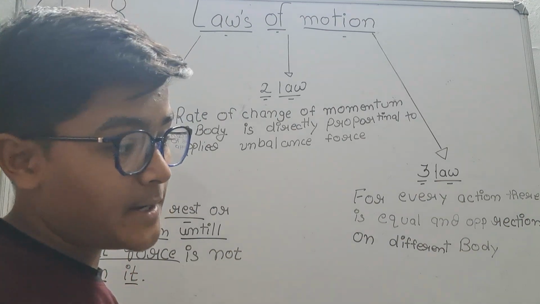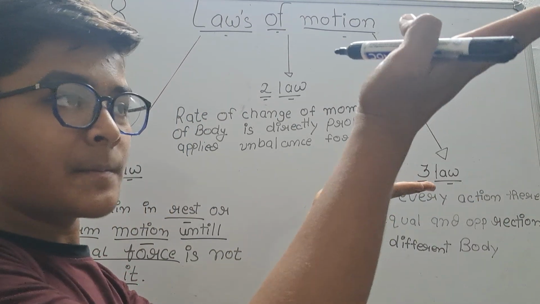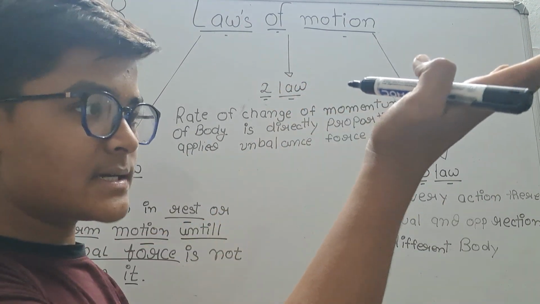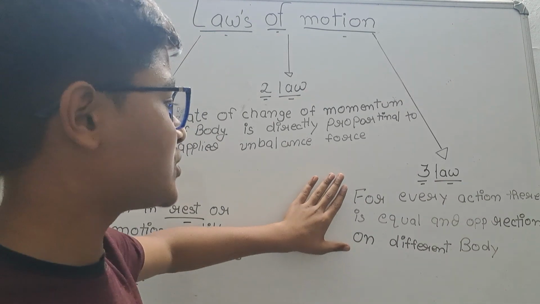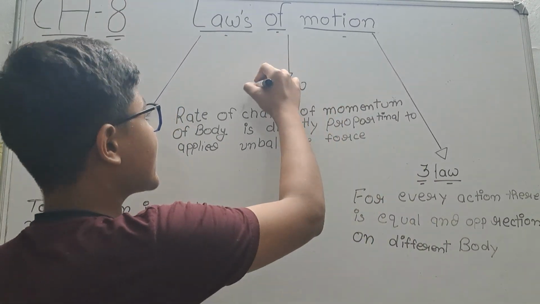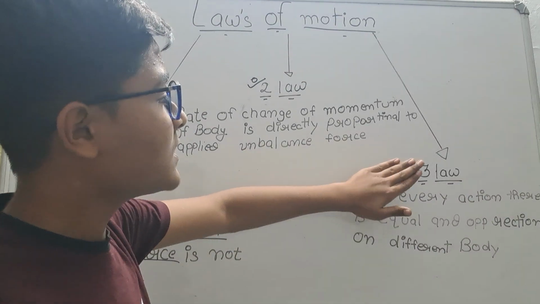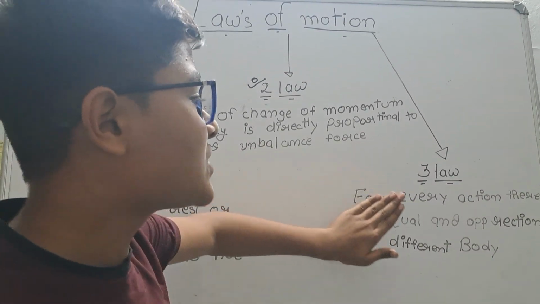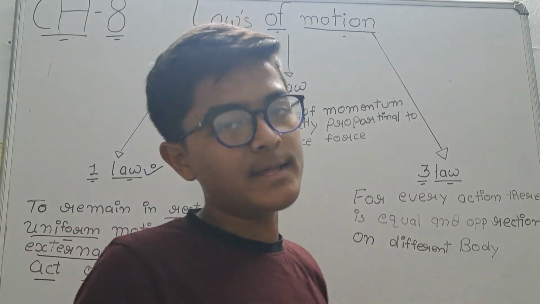That means if the applied unbalanced force is more, the momentum will be more. If the applied unbalanced force is less, the momentum will be less. Both are directly proportional. So we have done the second law as well as the first law. Let's quickly see the third law. For every action there is an equal and opposite reaction on different bodies.